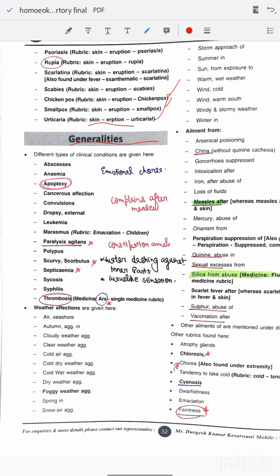So different types of clinical condition such as abscess, anemia, apoplexy, cancerous affection, convulsion, dropsy, leukemia, marasmus, paralysis, polypus, scurvy, septicemia, psychosis, syphilis, thrombosis are given in generalities. And weather, different types of weather: air, seashore, autumn aggravate in, cloudy weather aggravate, clear weather aggravate, cold air aggravate, cold dry weather aggravate, cold wet weather aggravate, dry weather aggravate, foggy weather aggravate, spring in, snow air aggravate.